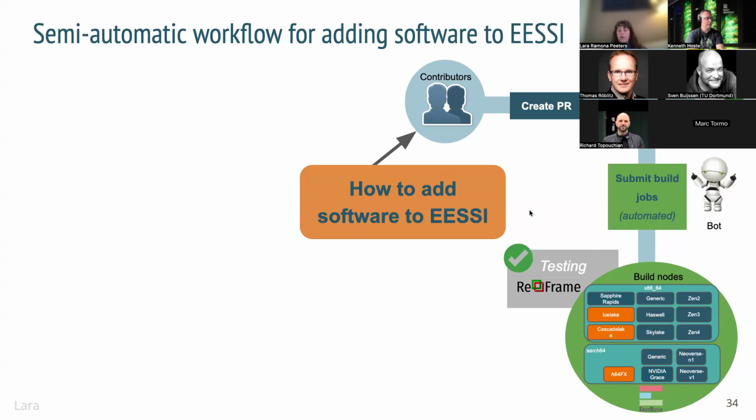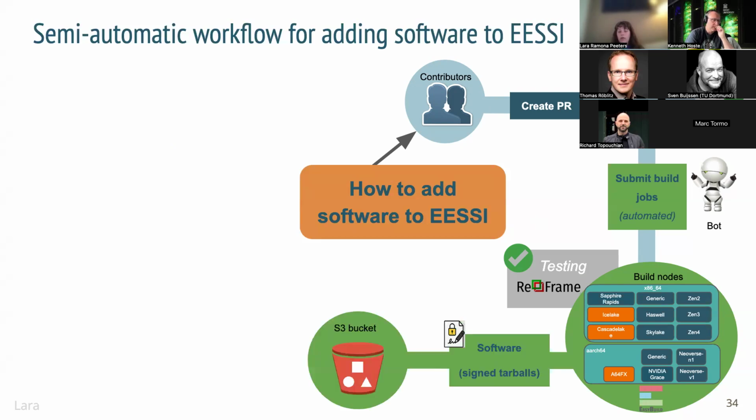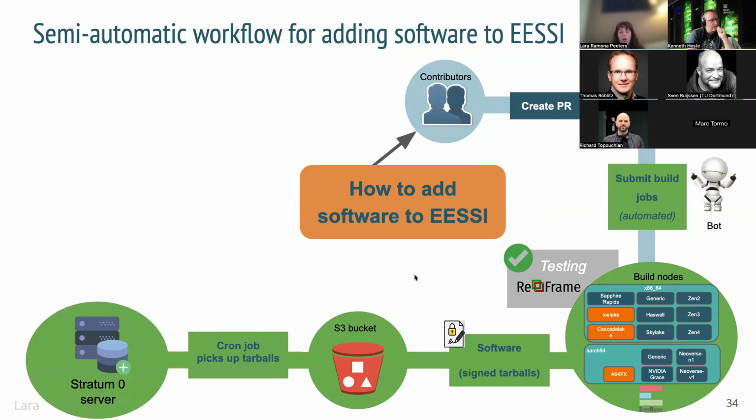Once the builds are finished, it will also run our ReFrame test suite. If the software that we are building already has an EasyBuild test suite, then it will also run those specific tests. Otherwise, it will just run default tests to make sure that everything is still working. Once these two, the build and the tests, check out, the software gets signed, and tarball builds get sent to our S3 bucket, which then gets picked up in a cron job to our Stratum 0 server.